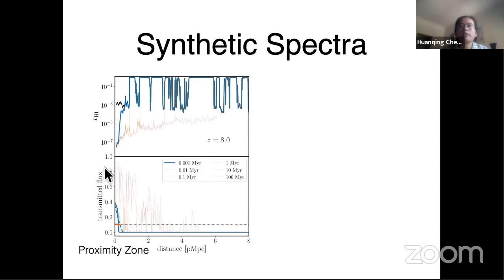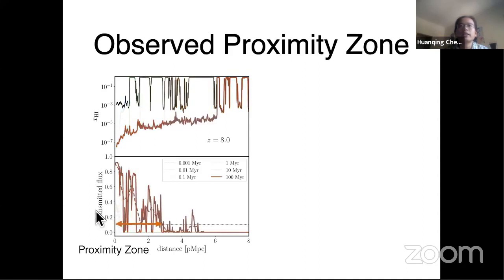Now I will click through to show you how this proximity zone evolves as the quasar shines longer and longer. We can find that on a time scale of 10 million years, this proximity zone will grow to a larger value. And this is the case for high redshift, before global reionization.